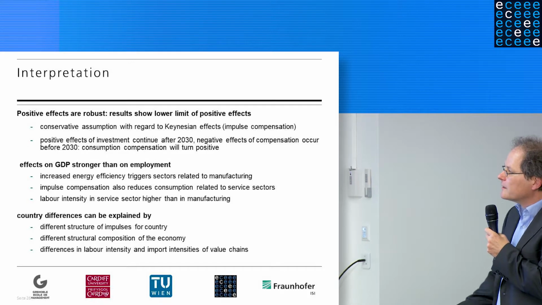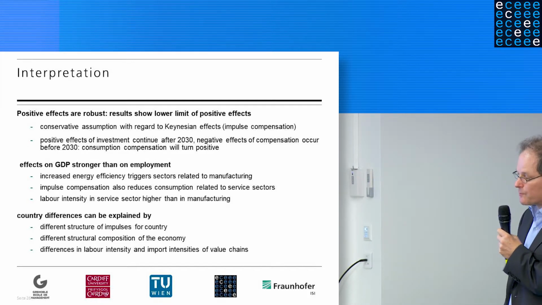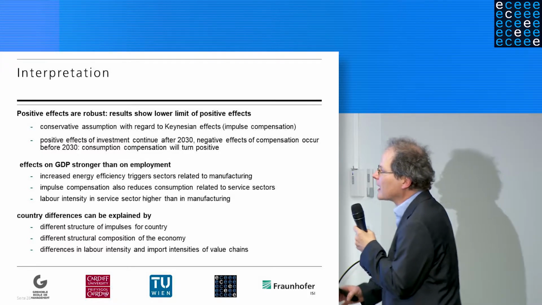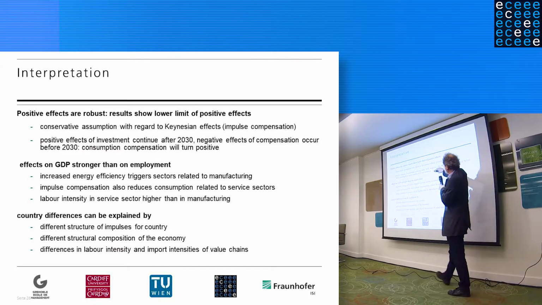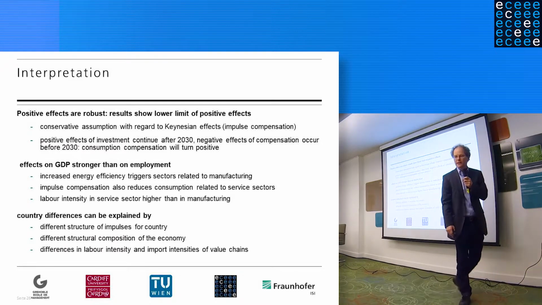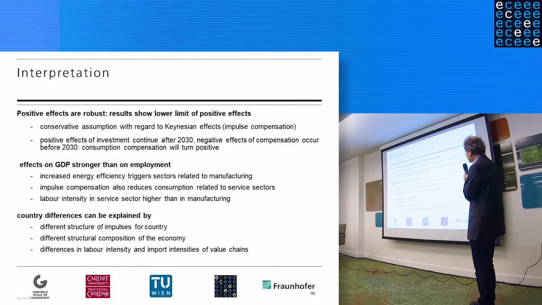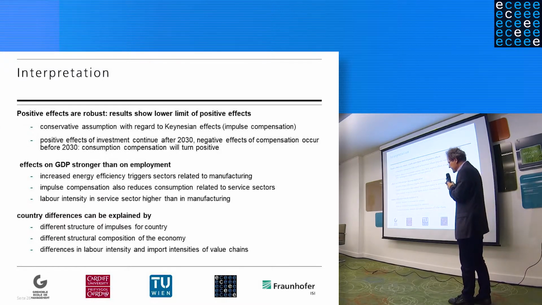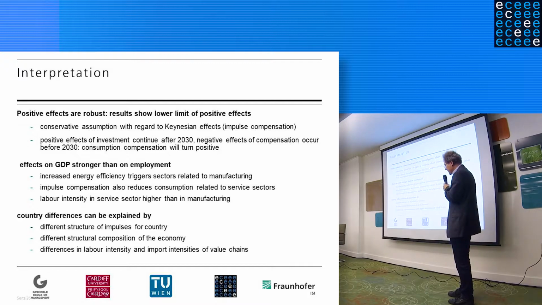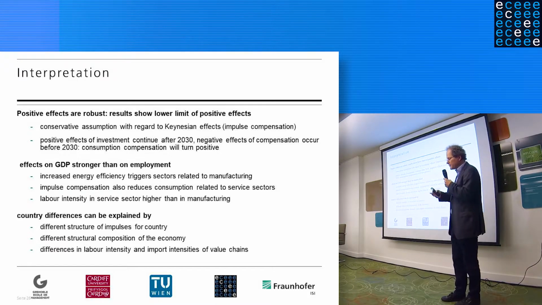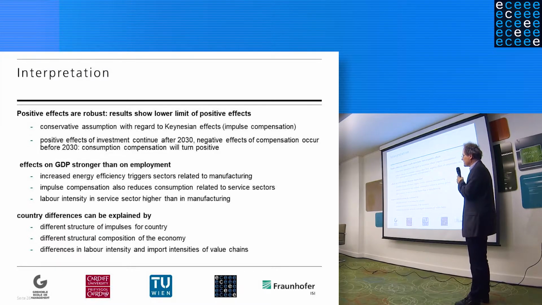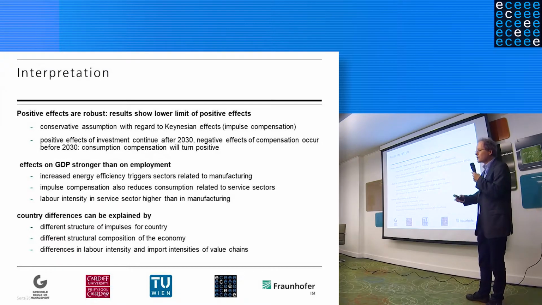First of all, there are positive effects, and we think these positive effects are robust. They rather show the lower limit of positive effects. Why? On the one hand, these conservative assumptions I already mentioned, and on the other hand, a second effect in the modeling: basically there is a different time path of the positive and the negative effects. The negative effects occur all until the year 2030 in the time horizon of the scenarios. However, the positive effects continue.